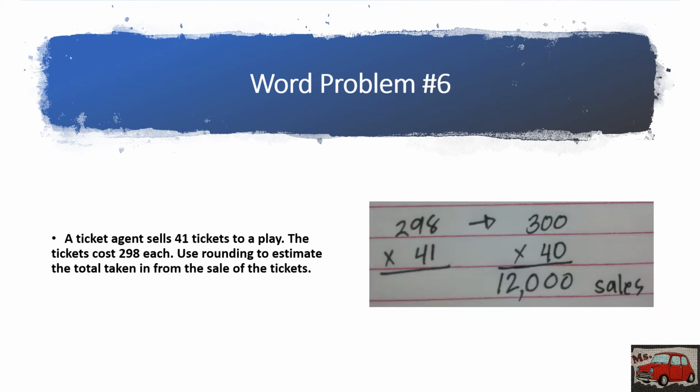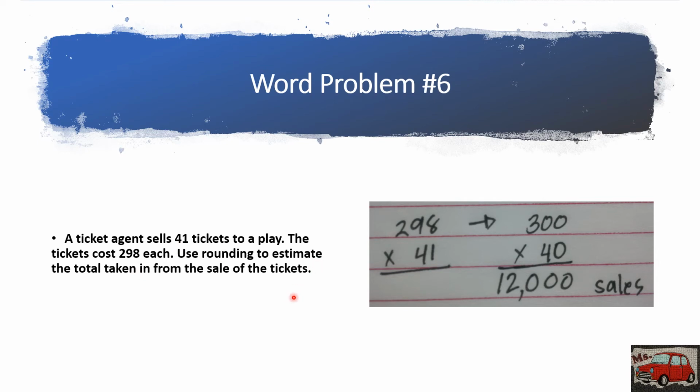Okay? A ticket agent sells 41 tickets to a play. The tickets cost 298 each. Use rounding to estimate the total taken in from the sale of the tickets. Alright, so ang alamin lang natin is yung sale ng tickets na nabenta. And we have 41 tickets which cost 298 each. Okay? So, kada isa daw ng ticket is 298. So, magkano yung 41 tickets na nabenta?